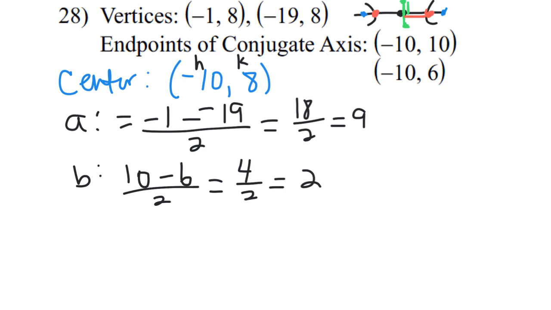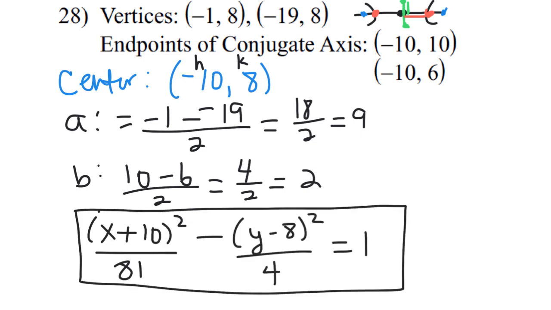And that's really all I need to know to write my equation, because I have my center and I have my a and my b. And I know that my a value is going to go underneath the x squared value, and I know the x squared value is going to go first because this particular hyperbola opens horizontally. All right, so I end up with (x plus 10) squared over 81, minus (y minus 8) squared over 4 equals 1. So make sure that you are able to do problems like this for your CFA.